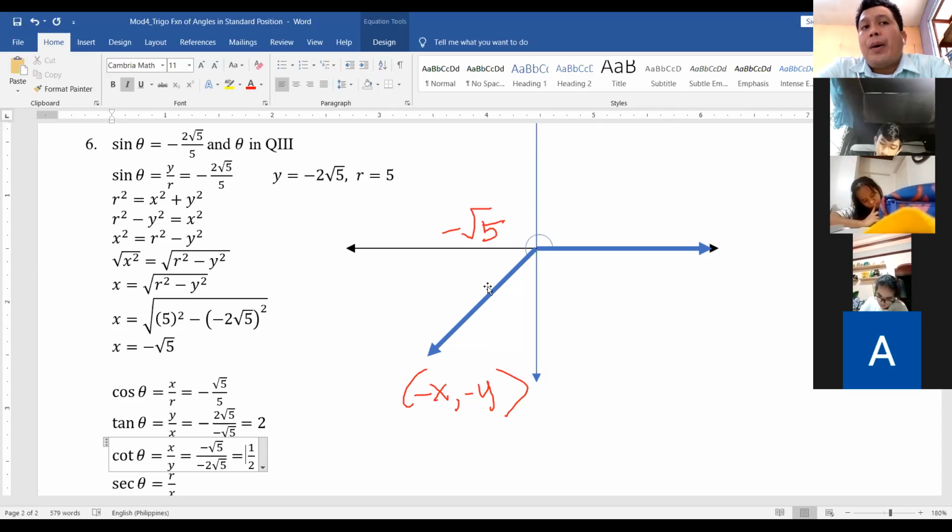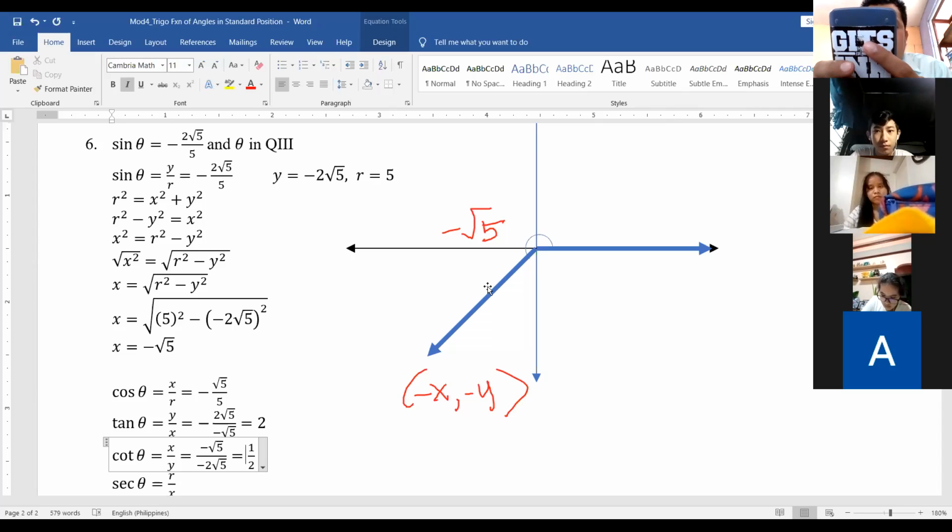You can type it directly in your calculator, class. For example, in tangent, type the fraction in your calculator. So we have negative 2 square root of 5 over square root of 5 negative as well, negative square root of 5. It will really give you the answer 2 in your calculator.